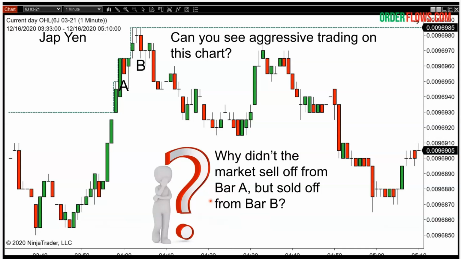This is Japanese yen this morning. Again, we hit the high and we sold off. People say, well, you hit the high, you got a red candle, you got to sell. Well, why didn't the market sell off from point A? Why point B and not point A?